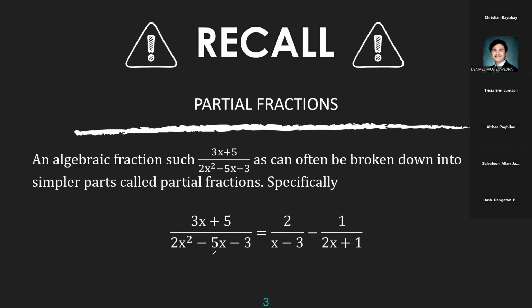Initially you can get this one. This was just a factorized version of the 2x squared minus 5x minus 3. So this one can be divided into two terms or two expressions: x minus 3 times 2x plus 1. So multiplying this side by side, you will get this one. But for the numerators, it's a different process already. It's a longer process. Initially this is just A, and then this one is B.